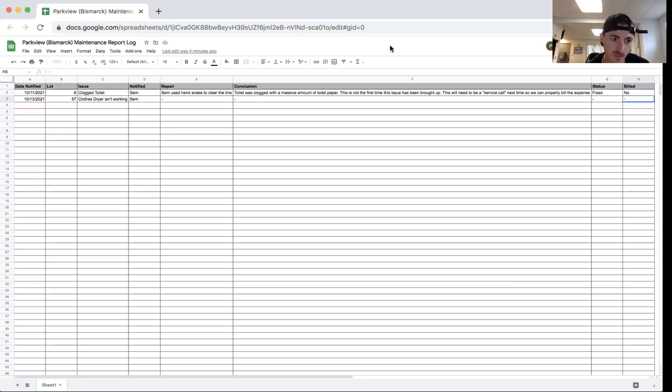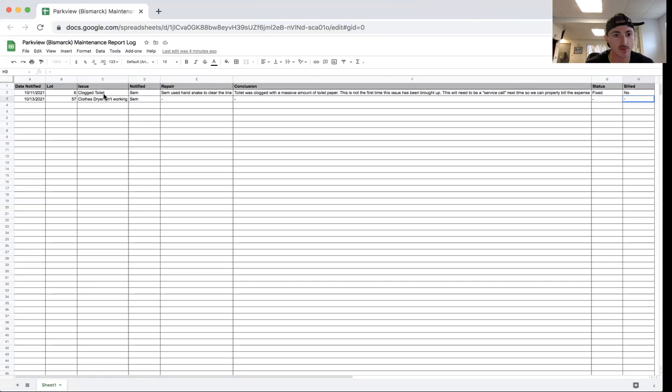as well. So the log that I created identifies the date that we were notified, the lot that notified us, and then the said issue. In addition, we need to note who it is that we contacted and notified, what the repair may be, what the conclusion of the repair was, as well as the status of the issue and whether or not we were billed or we need to kick the bill to the resident.